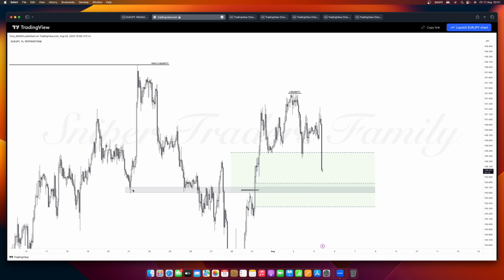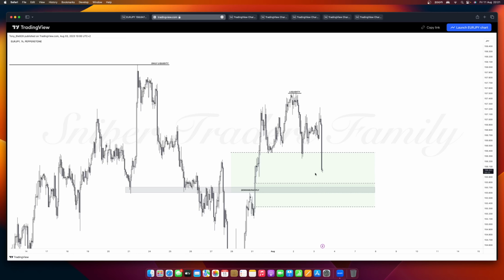But because we have this area of demand and we have this area of demand, and looking at the big response price gave in this area, I projected it to the future, and I was anticipating that if price should come down to this demand area, this area here, price is going to buy up.